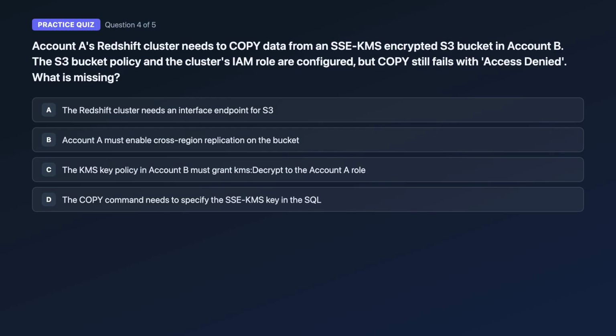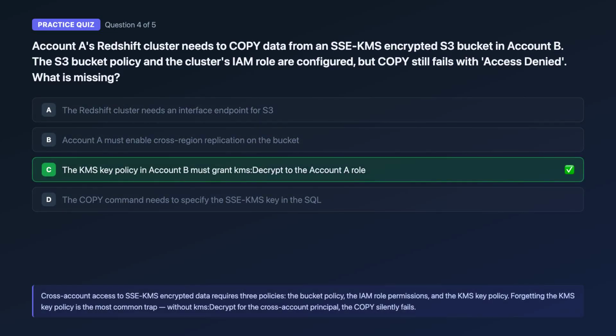Take a moment. The answer is C. Cross-account access to SSE-KMS encrypted data requires 3 policies aligned: the bucket policy, the IAM role permissions, and the KMS key policy. Forgetting the KMS piece is the most common trap. Without KMS decrypt granted to the cross-account principal in the key policy, the copy silently fails with a misleading error.